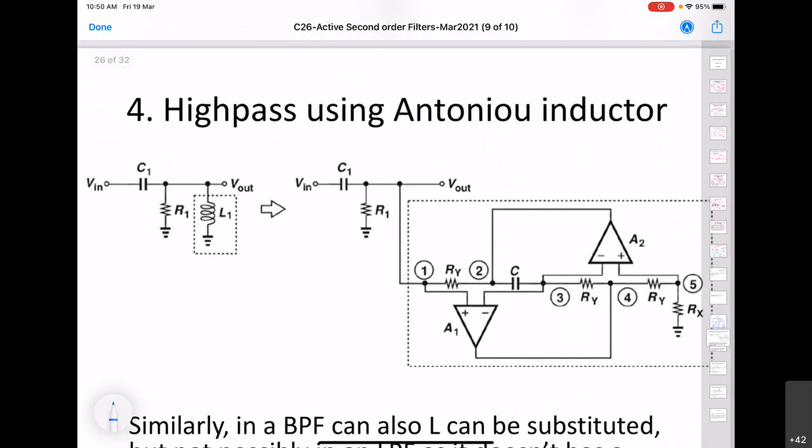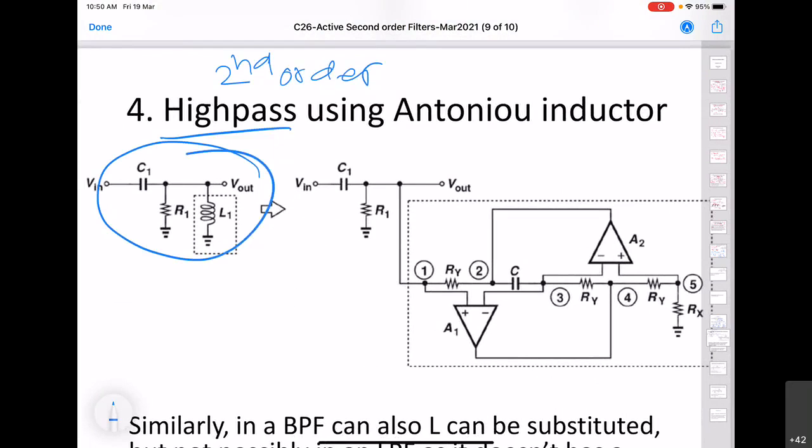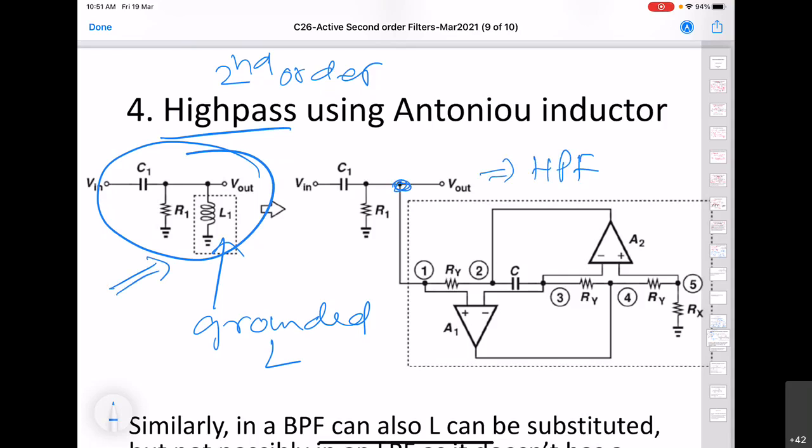Now we return back to our high pass case of second order. So we saw that this circuit is a second order high pass circuit, and here we have a grounded inductor. So that means we can simply take the Antoniou circuit and connect it here, and this circuit will still be a high pass filter, and the area will also be smaller compared with this one.